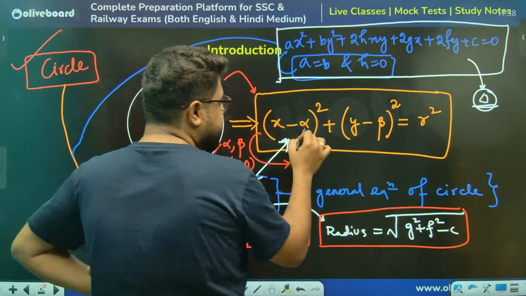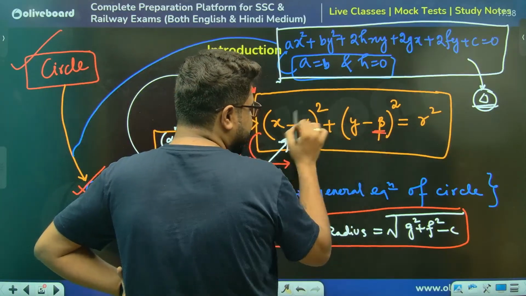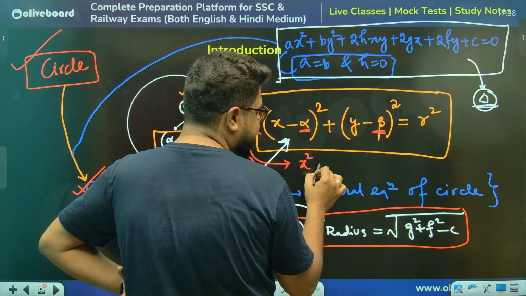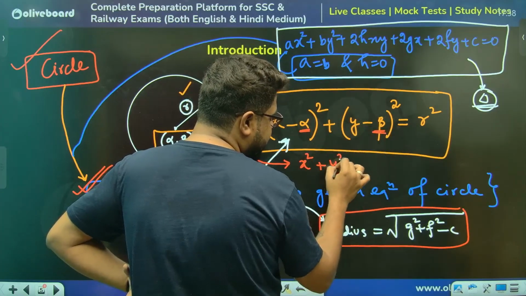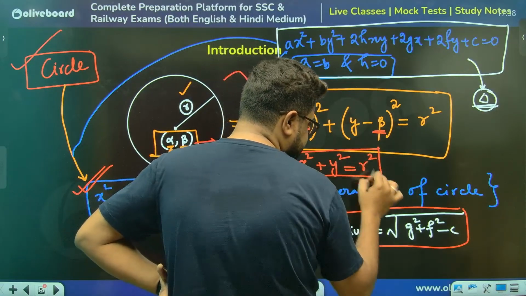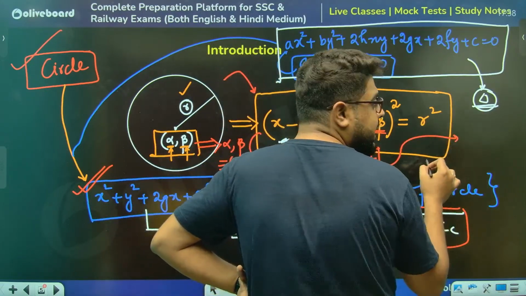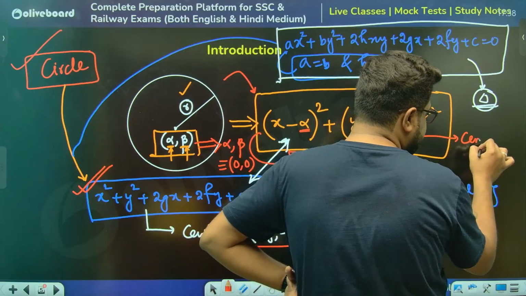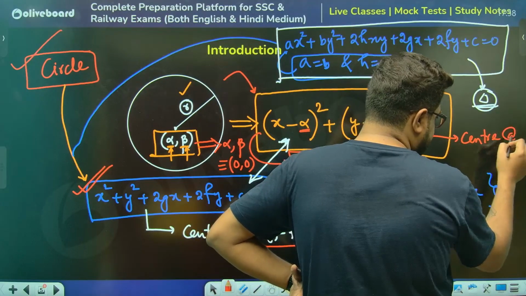Put 0 here, put 0 here. So (x minus 0) whole square will be x square, and (y minus 0) whole square will be y square. That will be equal to r square. So this represents a circle that has its center at origin.